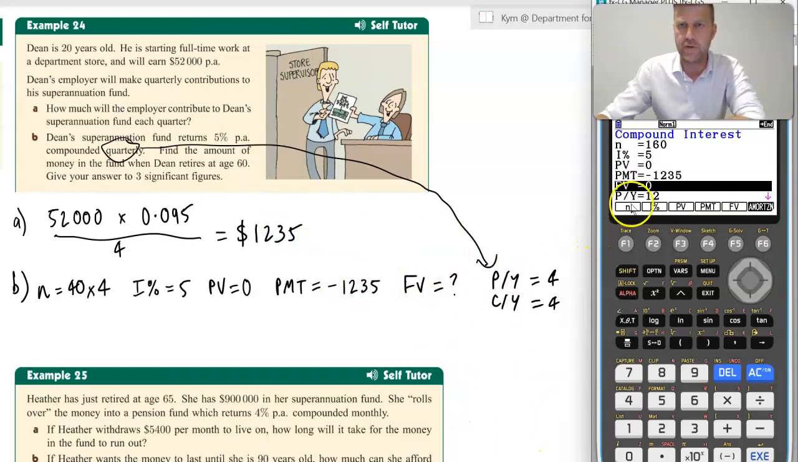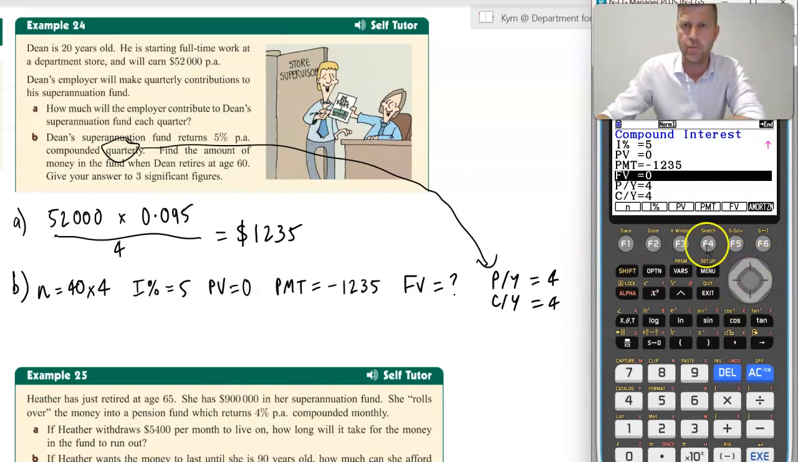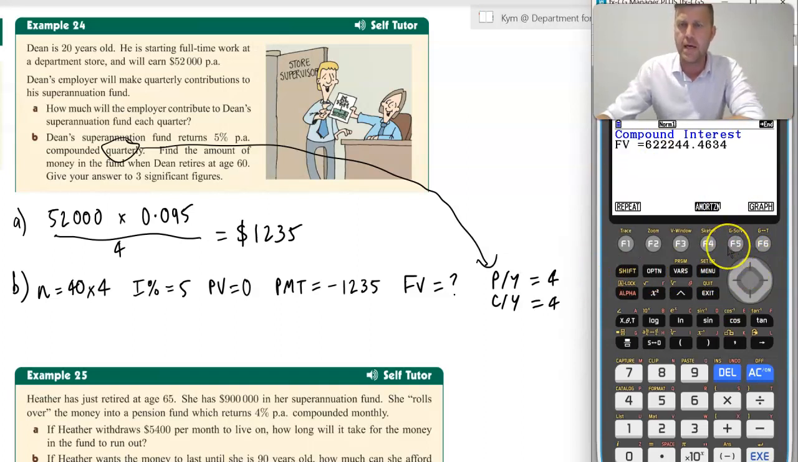The future value is what we're actually trying to work out. So PY and CY will both be 4 because it is compounded quarterly. So what is the future value? Let's ask it to determine that for us. So what this says is that when Dean retires, he's likely to have $622,244.46 approximately in his account.